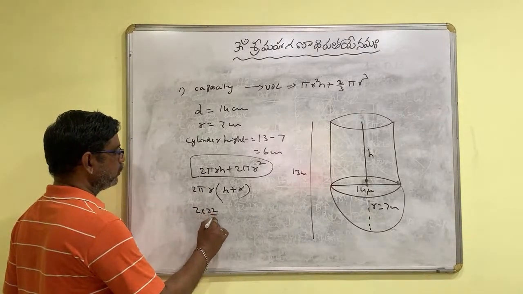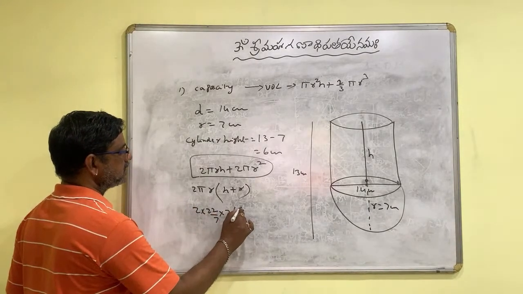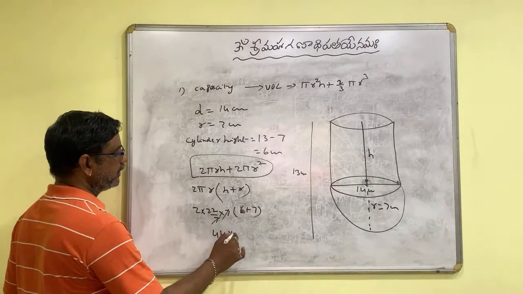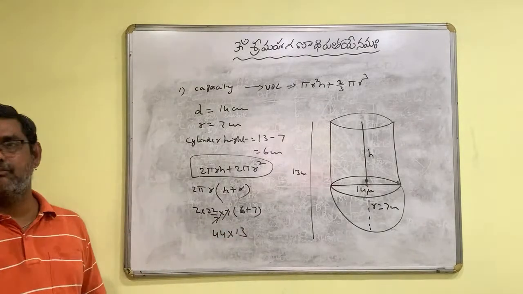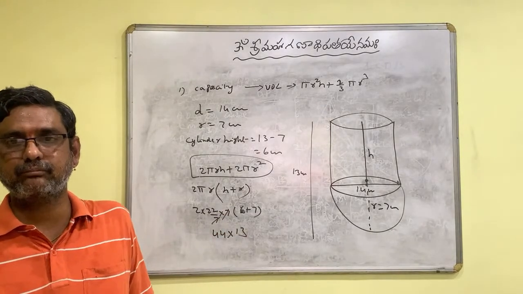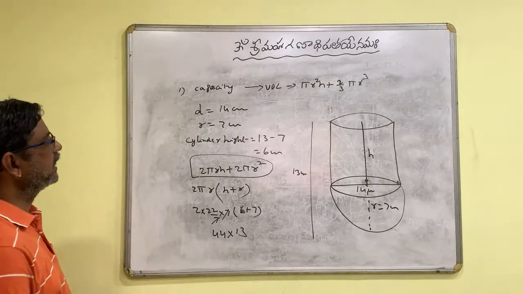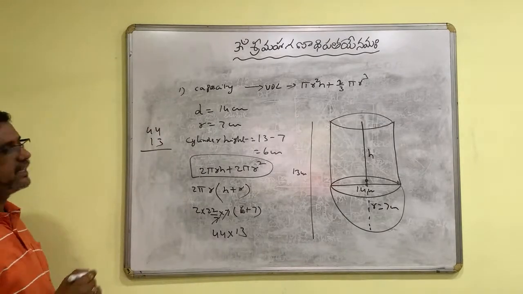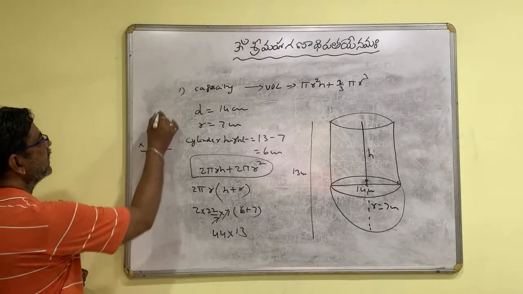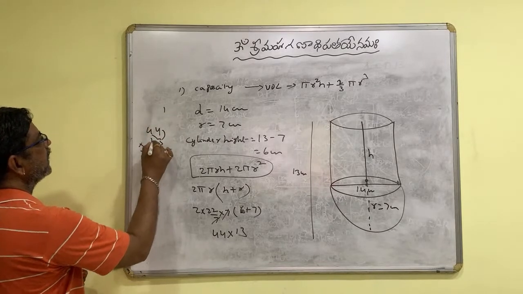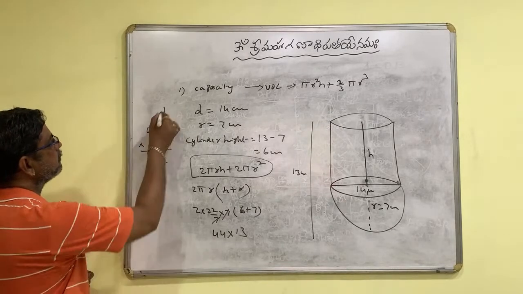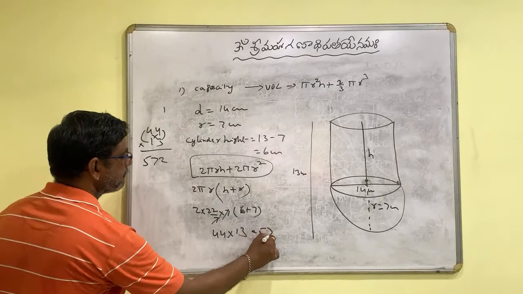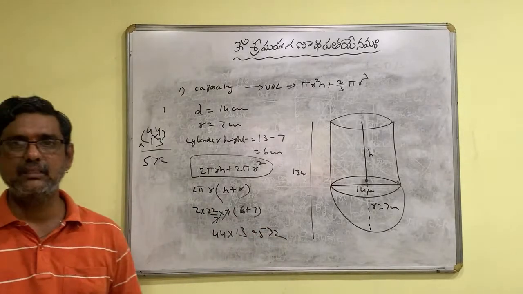2 into 22 by 7 into 7 plus 6 plus 7. 7 7 get cancelled. 44 into 13. You can do this also very easily in Vedic maths. 44 into 13, Vedic maths multiplication can be done easily. See how. 4 3s are 12. 4 3s are 12. 4 1s are 4, 12 plus 4 is 16, plus 1 is 17. 4 1s are 4 plus 1, 572. That's all. 572.